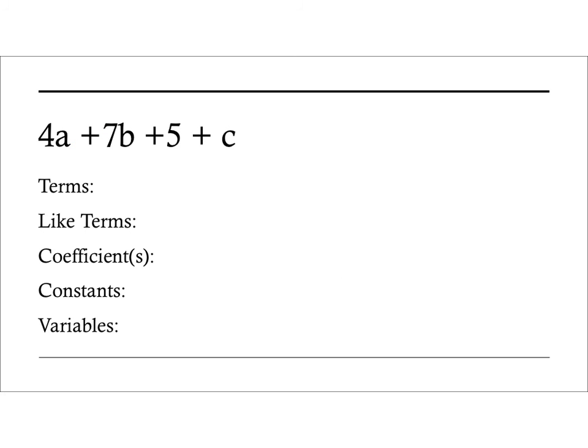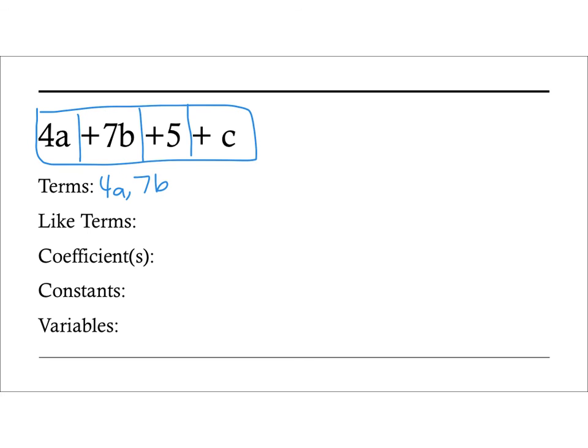All right, now let's do one of these slides together. We are going to identify the terms, like terms, coefficients, constants, and variables. So the best thing we're going to do is go ahead and box up our terms. Start from the right and get a term plus the sign, term, sign, term, sign. All right, so what are my terms here? Remember, terms are going to be all of the pieces. So 4a, 7b, 5, and c, those are all of my terms in this expression.